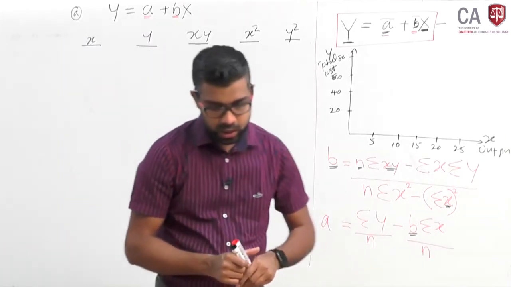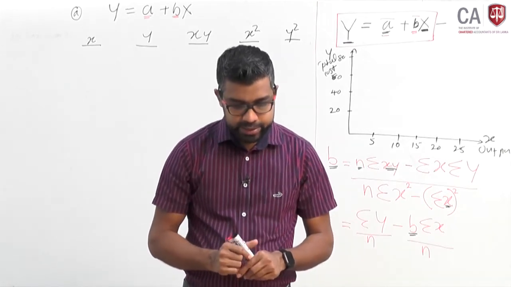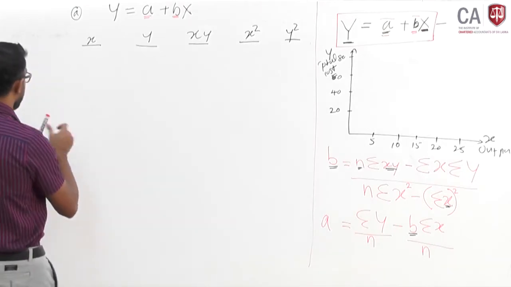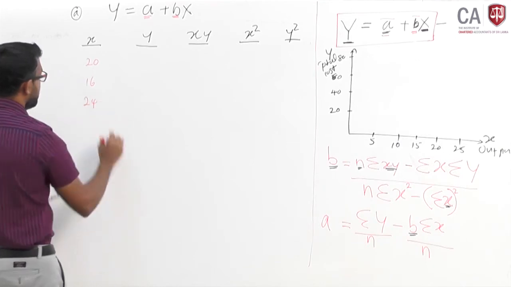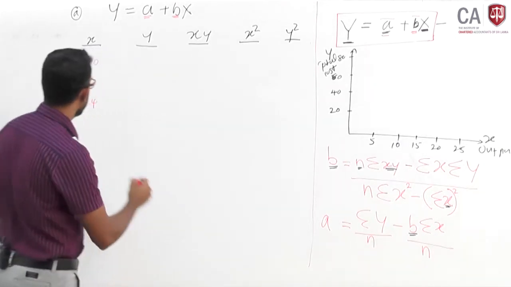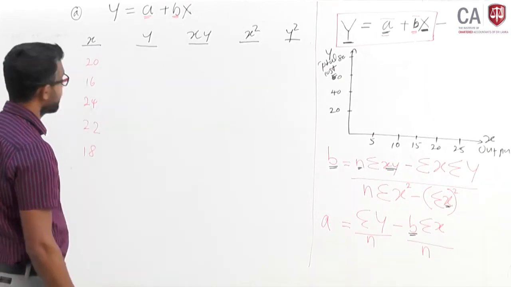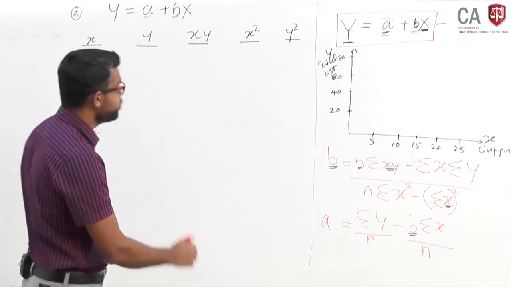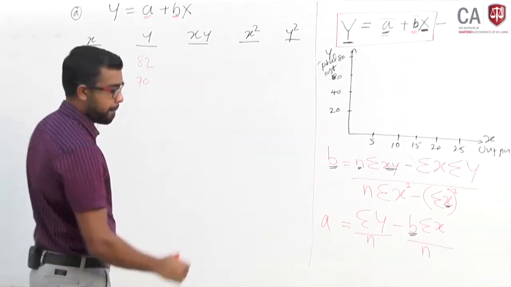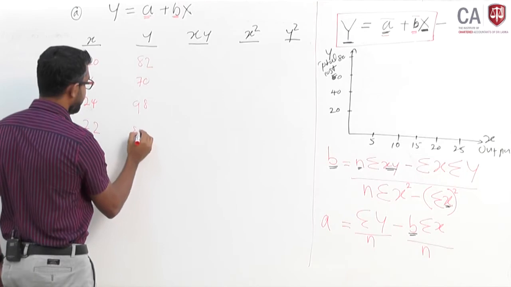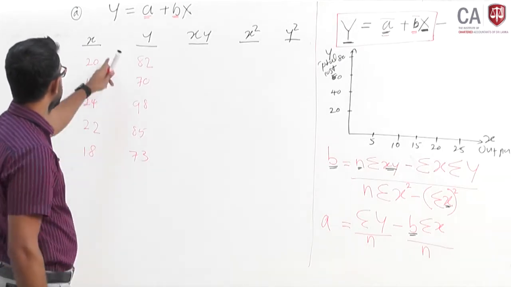X, how does x distribute over the period of time? X means output. 20, 16, 24, 22 and 18. Y: 82, 70, 90, 85 and 73. So these are the numbers for x and y.